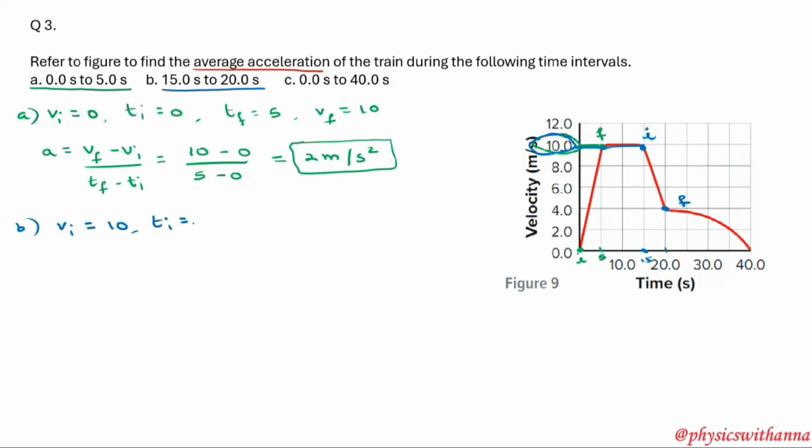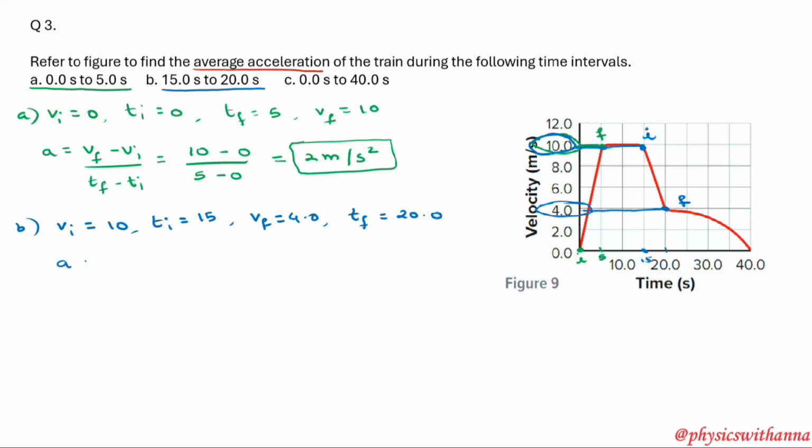T initial is the initial time, which is 15. V final is go to the final point and move along y-axis to see the velocity value here. So final velocity is 4. Final time will be 20. Now let's substitute this in the equation.